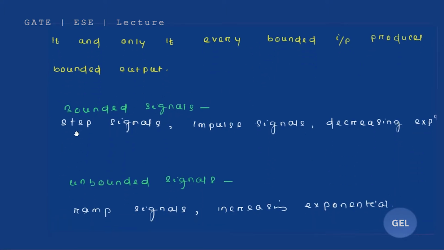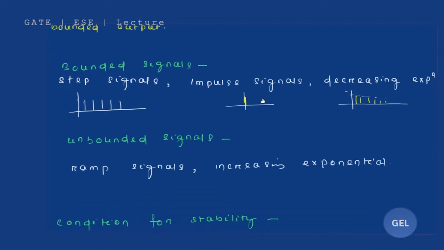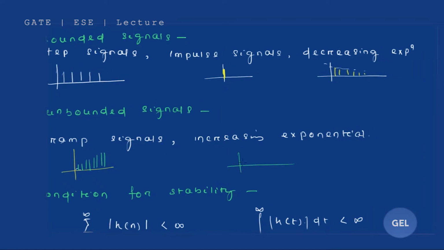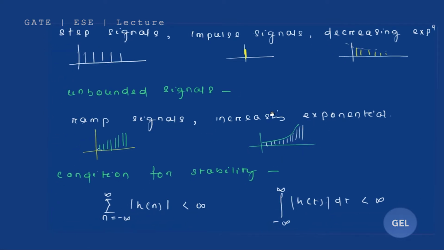The same bounded signals are the step signal, which will look like this. The impulse signal looks like this. The decreasing exponential signal looks like this. In case of a discrete time system, these are the bounded signals, and the unbounded signals are the ramp signals. The ramp signal, in discrete time domain, obviously looks like this. The increasing exponential signal looks something like this. So these are unbounded signals, and these are the bounded signals.